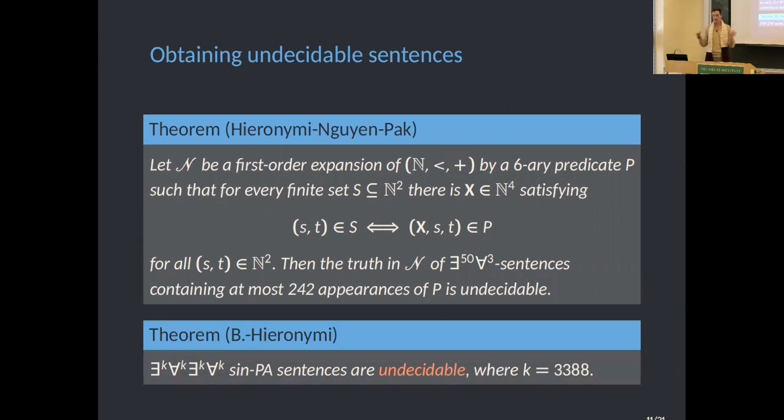And so combining that with the fact that our member relation has the desired property and itself was EA definable, we get that EA sentences in sine pi are undecidable. And again, the particular number just follows from counting appearances, basically. Yeah, and that's the first result.